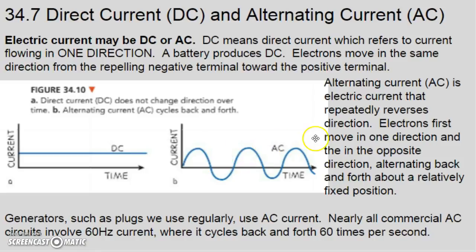But alternating current is electric current that repeatedly reverses direction. It's literally moving back and forth. Electrons first move in one direction and then in the opposite direction, alternating back and forth in a relatively fixed position. Generators, such as plugs that we use regularly, use alternating current. Nearly all commercial AC alternating current circuits involve about 60 hertz of current. In this case, it cycles back and forth 60 times per second.